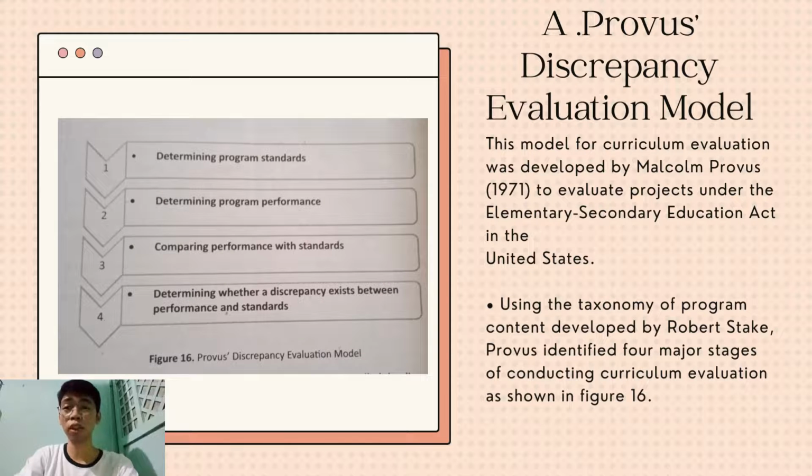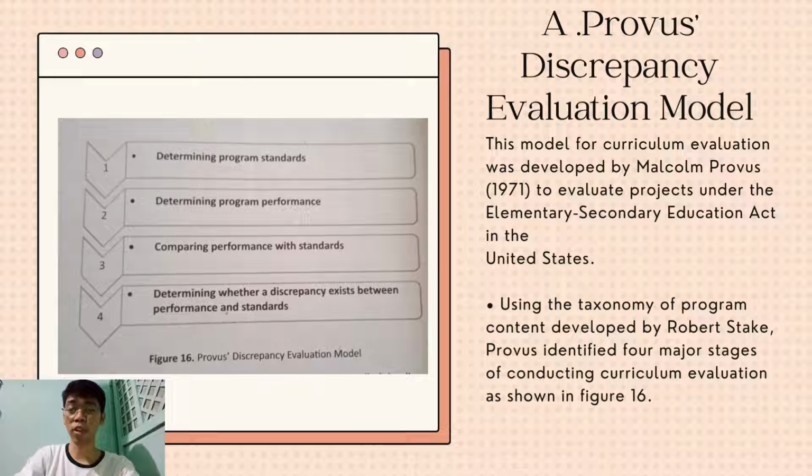The first model is letter A, Provus Discrepancy Evaluation Model. This was developed by Malcolm Provus in 1971. This is to evaluate Elementary and Secondary Education Act projects in the United States.